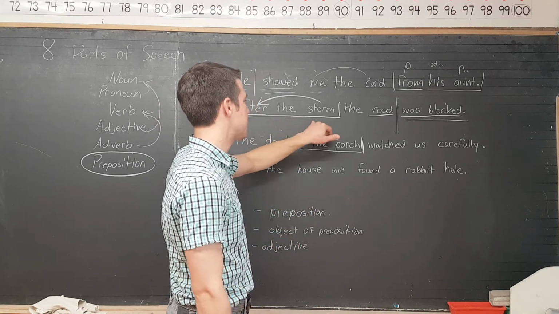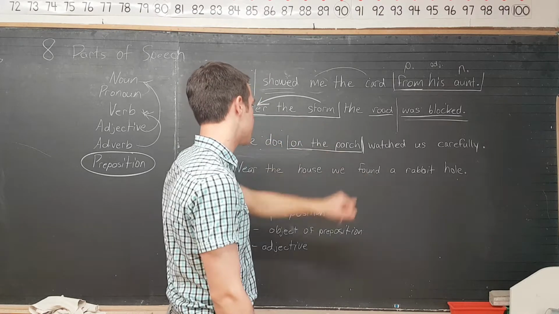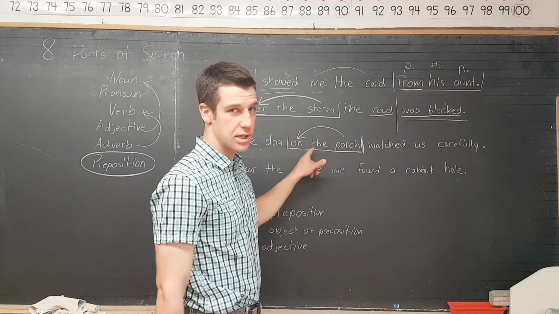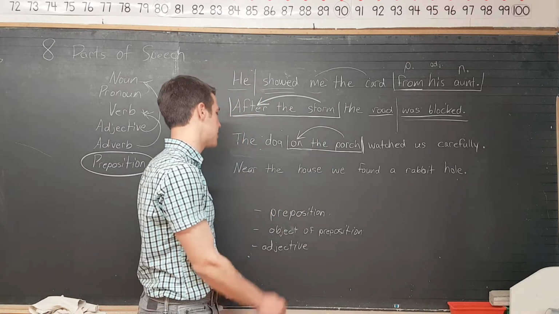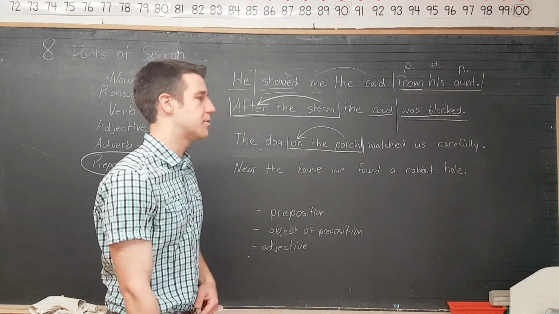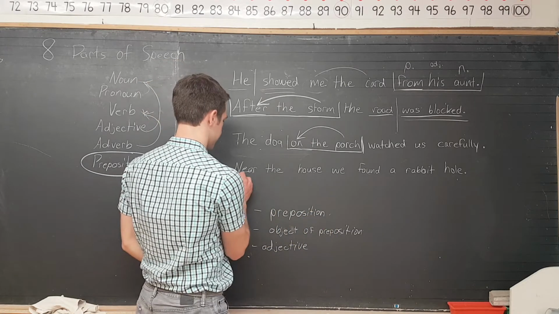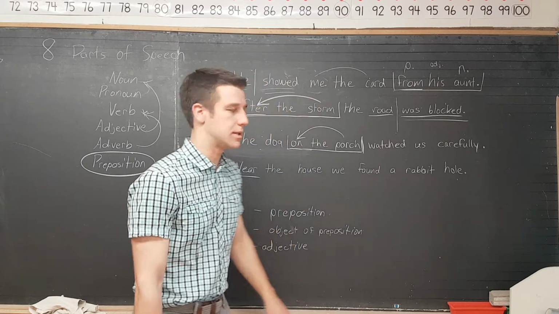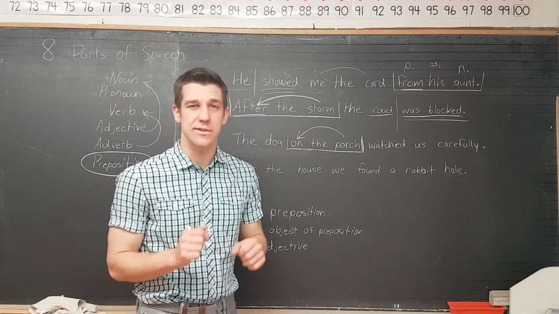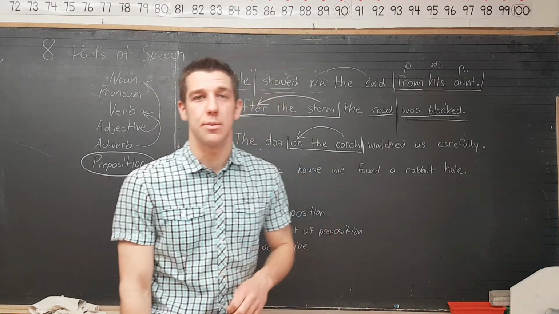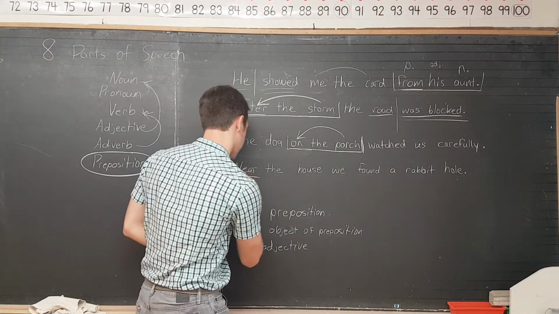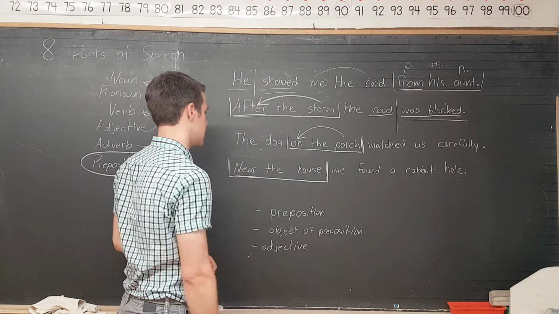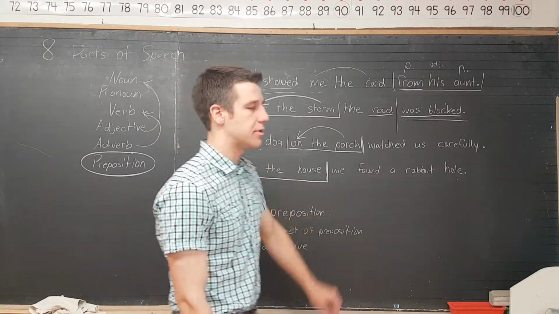So "after" is a preposition: after the storm, on the porch. Porch tells where, or the object of the preposition. Remember that as the object of the preposition. And one more: near the house we found a rabbit hole. "Near," right? Would have to be it, because that's the only preposition in this whole sentence. This is why it's very, very important to memorize these prepositions. Because then you can find these phrases very quickly. Near the house, we found a rabbit hole.